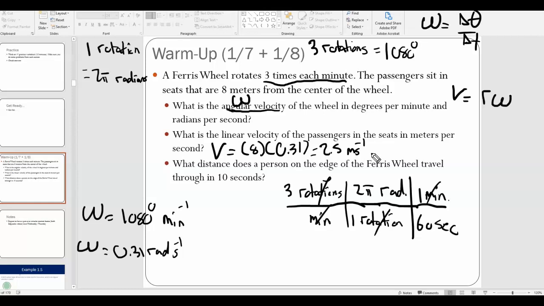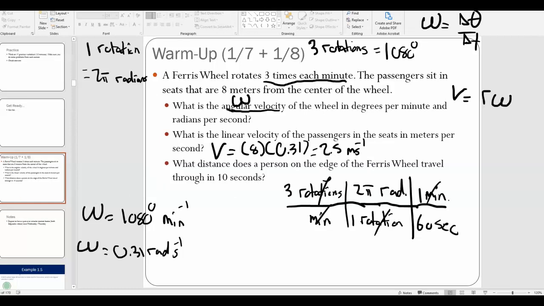But anyway, okay, so that's the answer to the second question. The third question says, what distance does the person on the edge of the Ferris wheel travel through in 10 seconds? Okay, well, this one relates to arc length, because if you imagine them going in a circle, the distance they travel in a circle has to do with arc length. And so here we have to use the arc length equation.